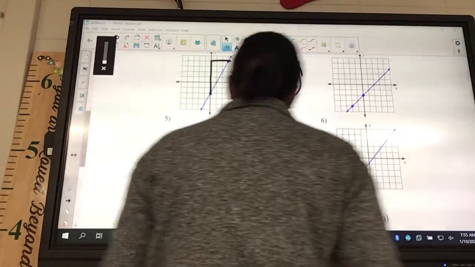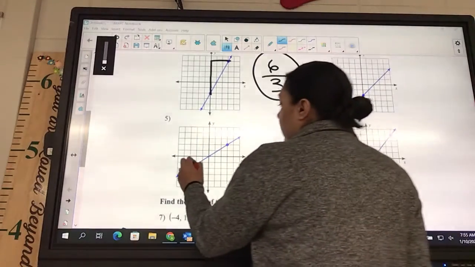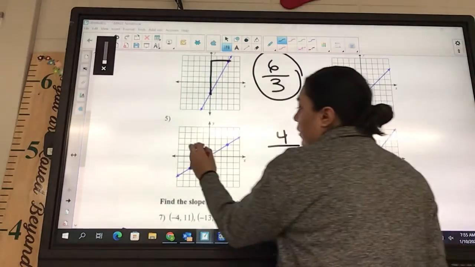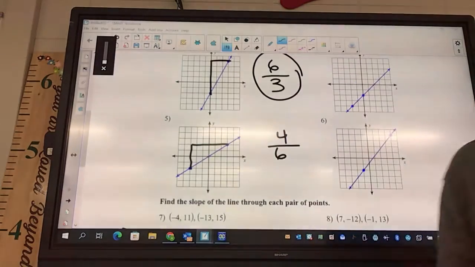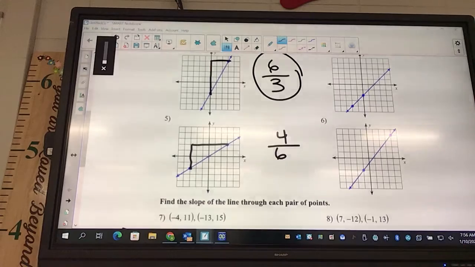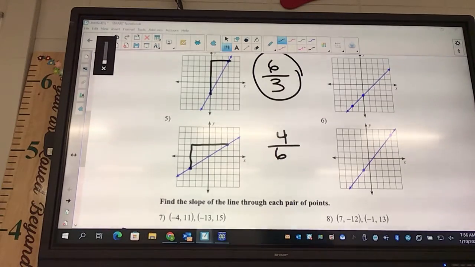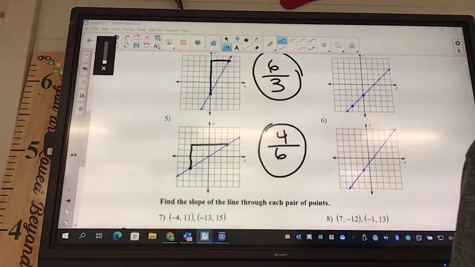Okay, look at 5. How much do you rise? How much do you run? Is it 4 over 6? 4 over 6, yeah. Okay. Once you get super close to the board, it's pixelated. And then is that a positive or a negative line? It's positive, so we're going to leave it positive.